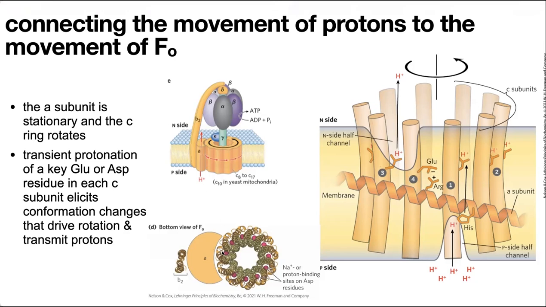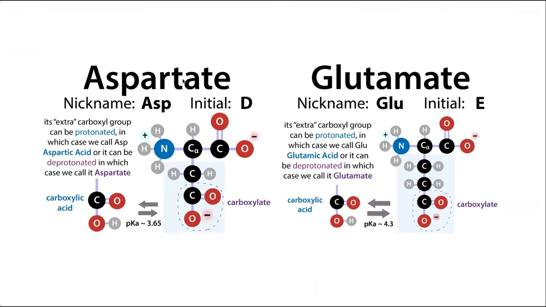The C ring, different species have variable numbers of these C subunits. What's going to happen is each of these C subunits has a binding site for protons. This binding site is either going to be a glutamate or an aspartate, depending on the species. Remember that each of these can basically give and take protons. We typically think about them as having given up protons, but you can imagine that if there's a lot of protons around, then they're going to be protonated. And where would you find a lot of protons around?